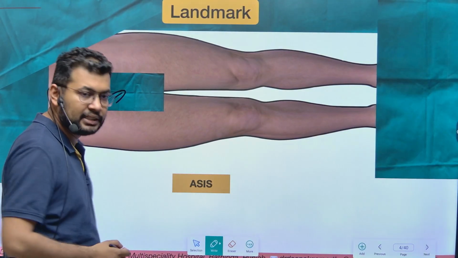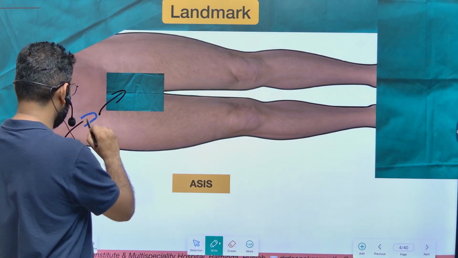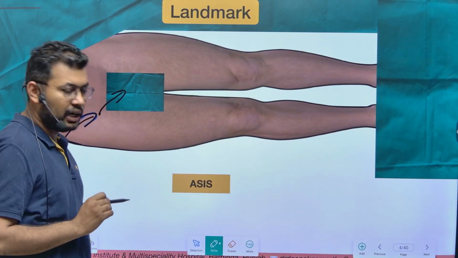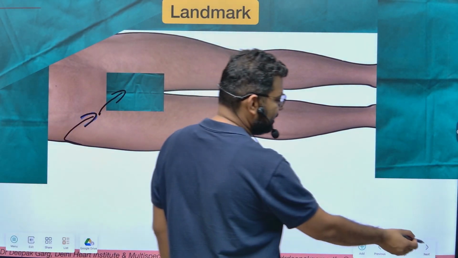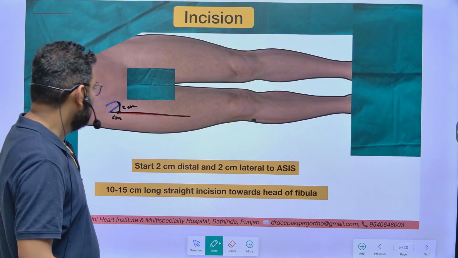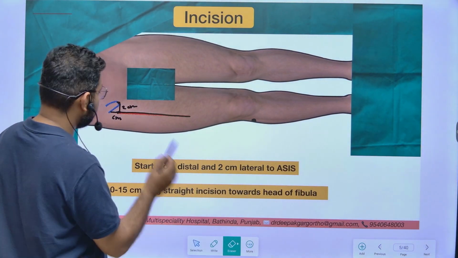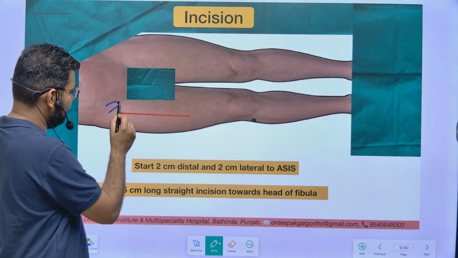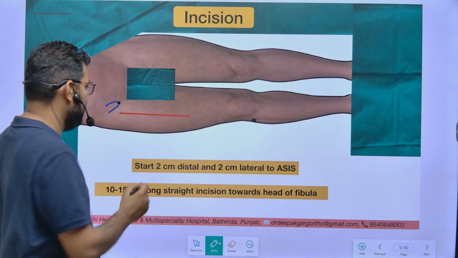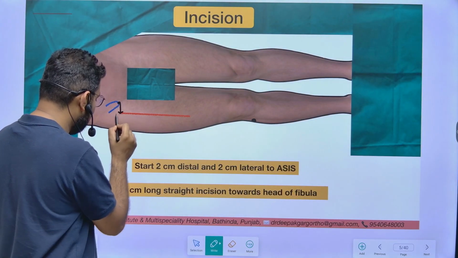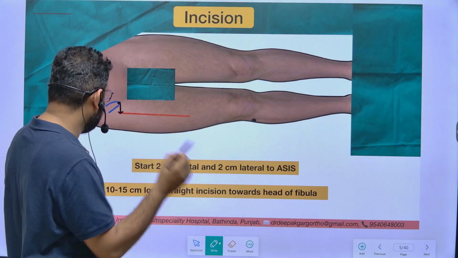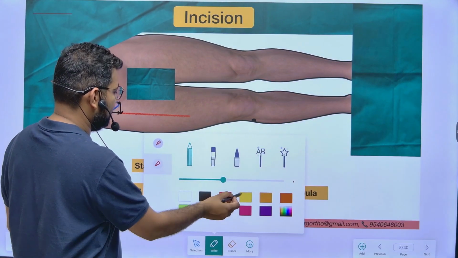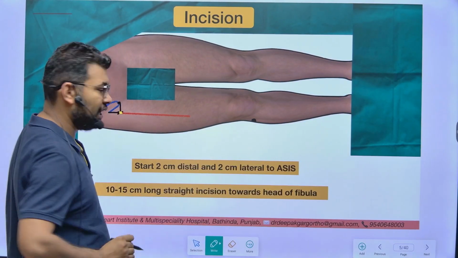So our surgical landmarks here will be, we will first mark the ilium, then we will mark the anterior superior iliac spine. So these are our surgical landmarks. So once we have these landmarks, we will mark our skin incision. From our marking, this is our ASIS. So we will come 2 centimeter lateral and we will come 2 centimeter inferior. So this is our starting point. We will first mark our starting point.